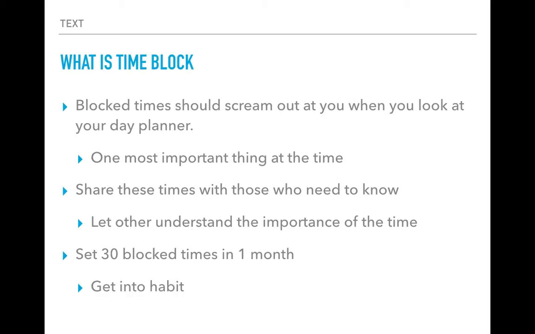So remember, once you put a time block down, don't easily change it. Because if you can easily change it, then what's the point of a time block? It's supposed to block your time and you're supposed to do it. So whenever you plan something, you have to do it. That's how you make a time block work.